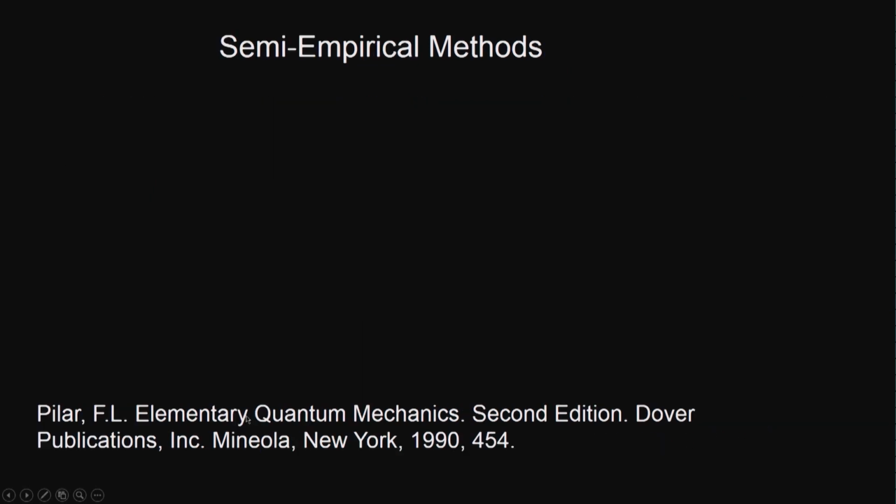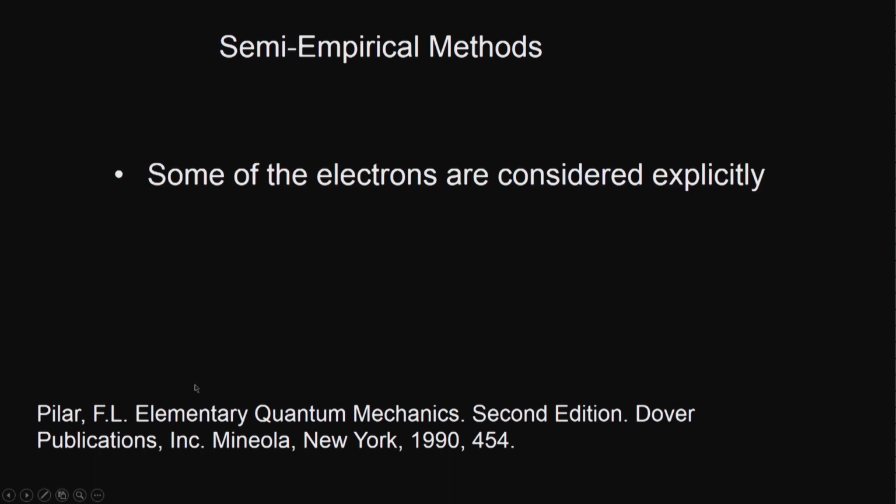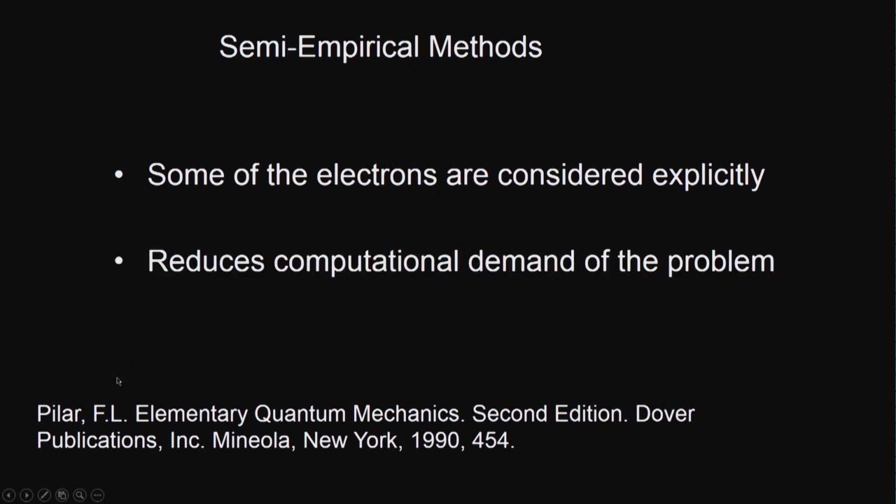So, in semi-empirical methods, only some of the electrons are considered explicitly, as I said, which reduces the computational demand of the problem. Semi-empirical methods are very popular and widely used because they are computationally less intensive and we get reasonably good answers. Of course, it is not exact, but reasonably good answers.